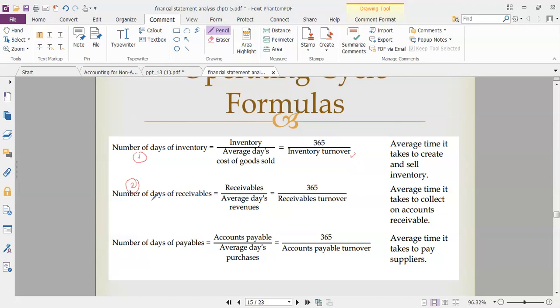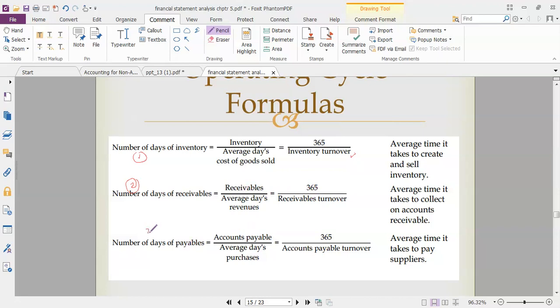Let's look at number 2, the number of days of receivable. It is the average time it takes to collect on accounts receivable. So how to calculate? Receivables divided by the average days revenue, or you can calculate using 365 days divided by the receivable turnover.